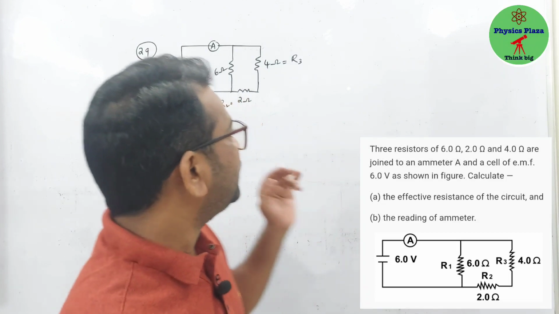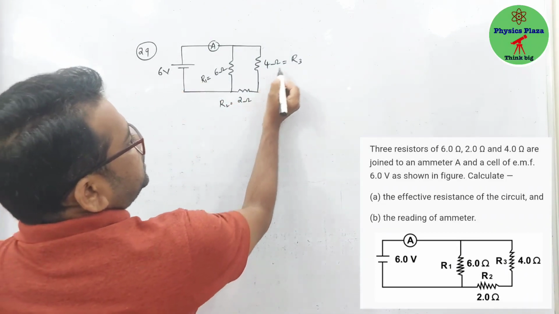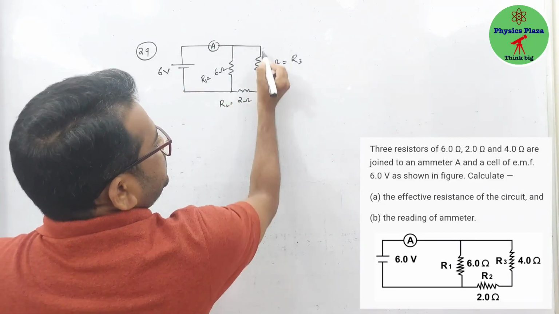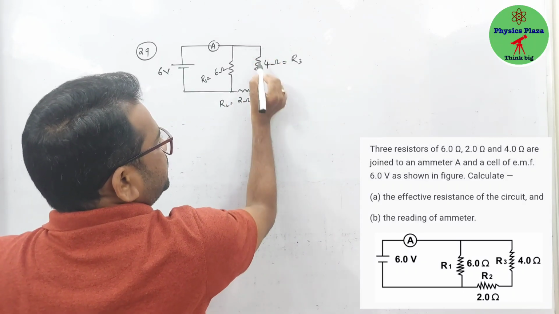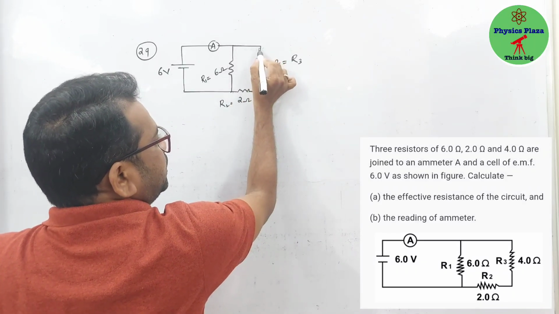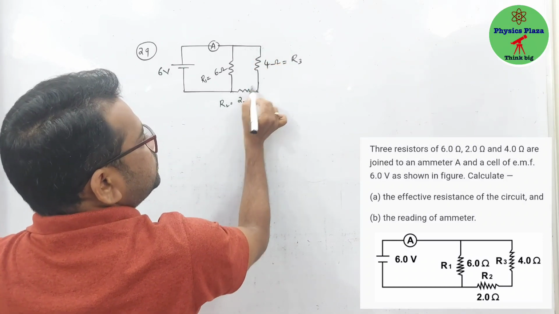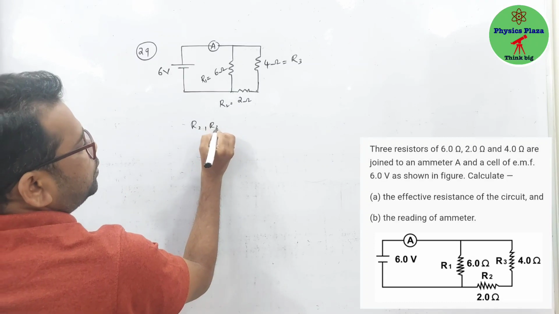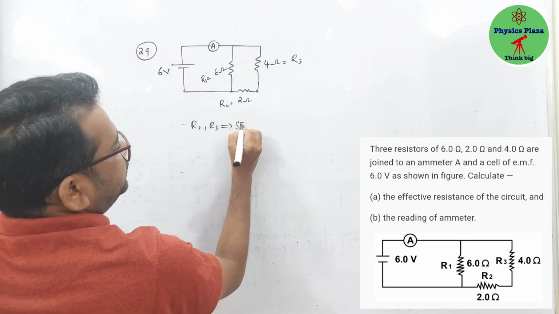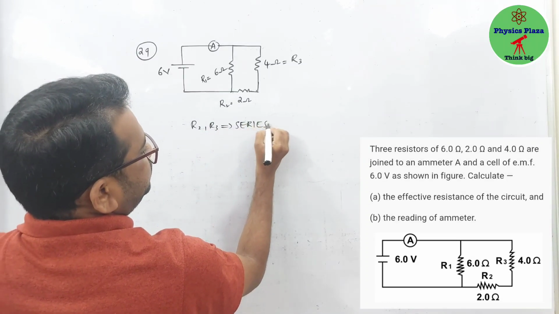Okay, fine. Now look at it, children. So this R2 and R3, children, here it is the same path for current. Same path for current means if current will enter in this path, same current will flow through R3 and R2, which means what? These R2 and R3, these are in series. Try to understand. These are in series.